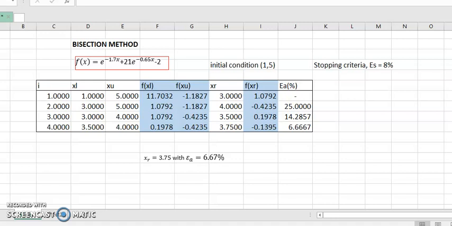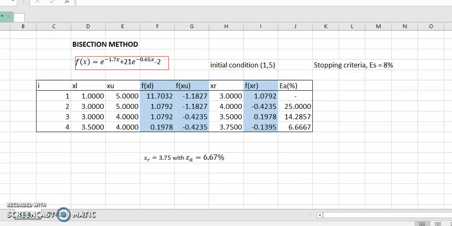Let us look at one example here. Given the function f(x) and the initial condition 1, 5. So 1 is your lower bound XL and 5 is your upper bound XU. And the stopping criteria is 8%. So you must continue your computation until your epsilon A is less than this 8%. In this example, you must use the bisection method to find the approximation root XR.